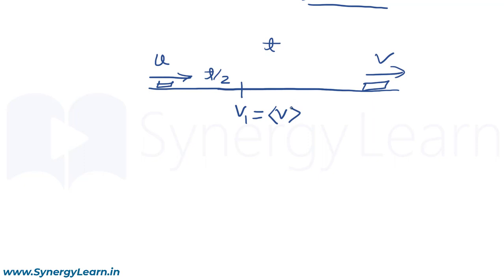This fact is of great help in questions, and in many previous year questions this fact could be used to find the answer easily. The velocity at the half time, that is at t by 2, will be equal to v1, which is equal to initial plus final by 2.